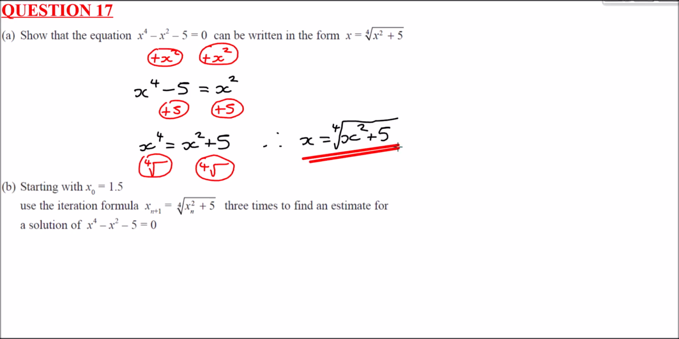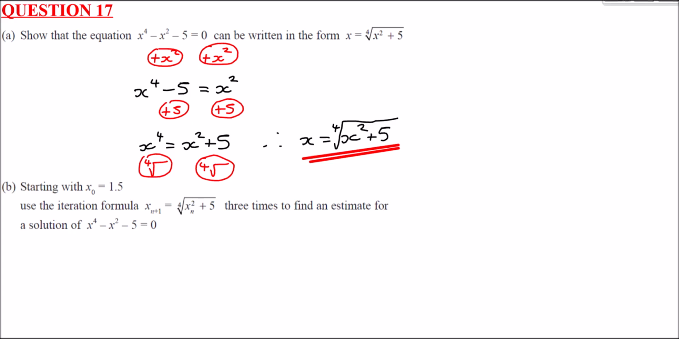Now for part B, starting with x0 equals 1.5, we're going to use this formula, x subscript n plus 1 is the fourth root of x subscript n squared plus 5. We're going to use this formula 3 times to find an estimate for a solution of x to the power 4 minus x squared minus 5 equals 0. So we're given what the first value is we're going to use. x subscript n plus 1 just means the next one along after x subscript n, which is the one before it.